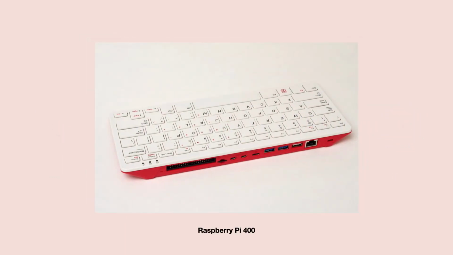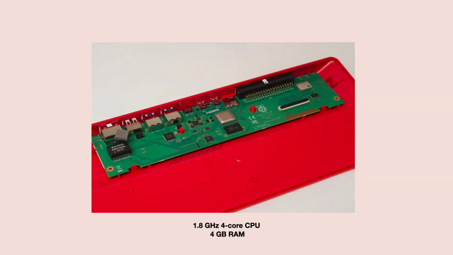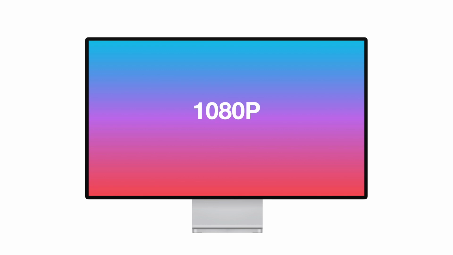So I'm using the Raspberry Pi 400, a combination of Pi and a keyboard. It's powered by a Broadcom 1.8 GHz processor and 4 GB RAM, theoretically a little bit faster than Pi 4. Tests are running on the 1080p resolution and Chromium browser.